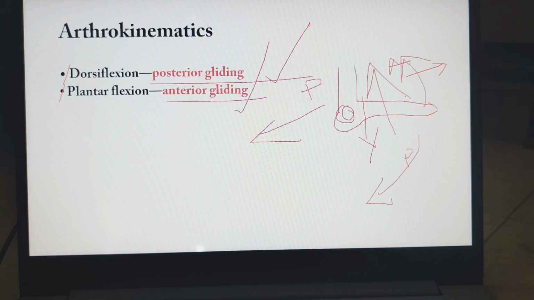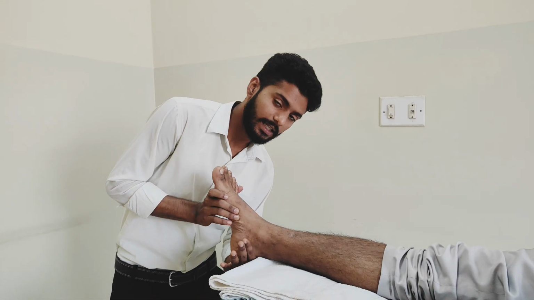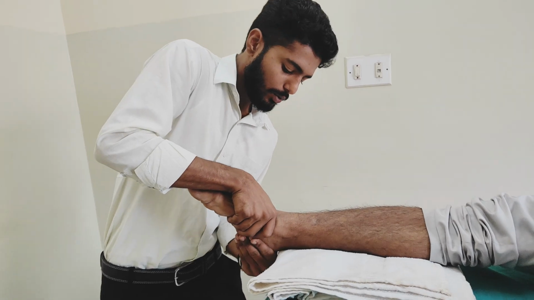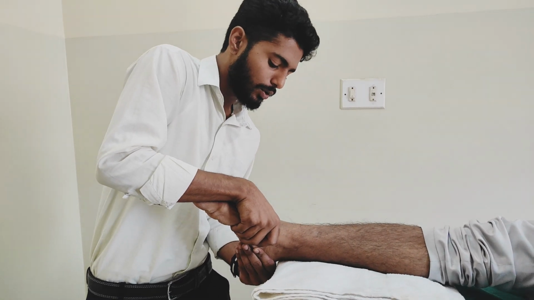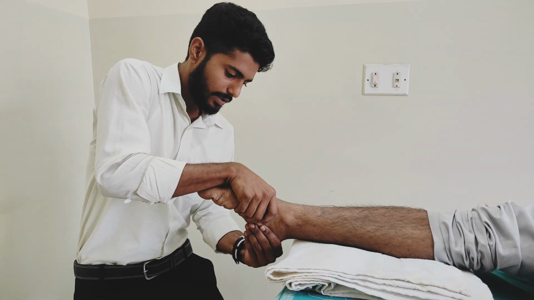That's it. We are going to see the ankle joint mobilization. So first we have to do the ankle joint distraction. For that we have to hold the calcaneum bone, and the other hand should be below both malleoli. We have to hold tightly. Now we have to give the distraction with both hands. This is the ankle joint distraction.